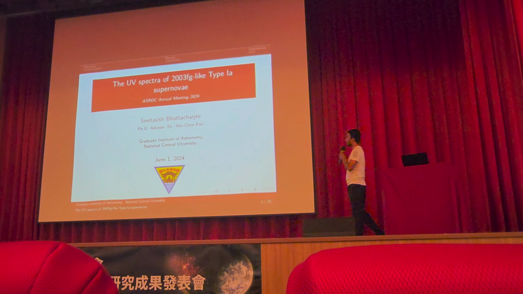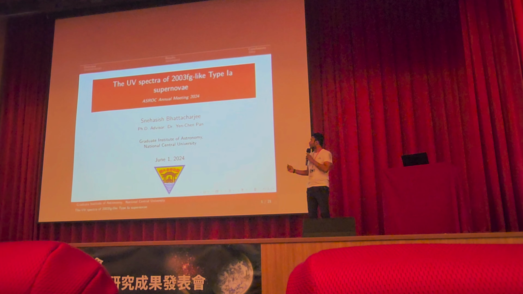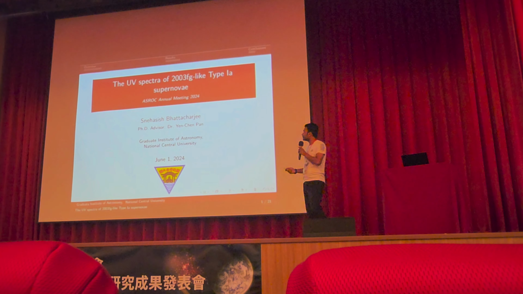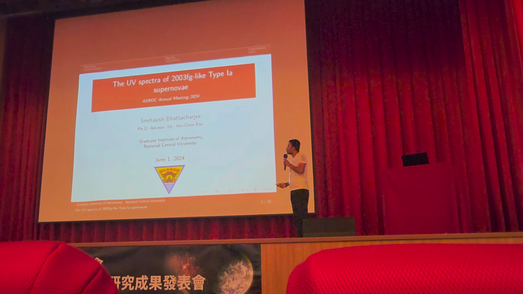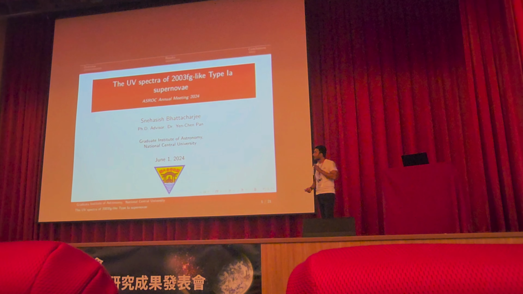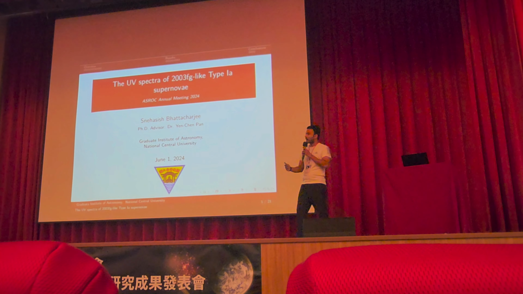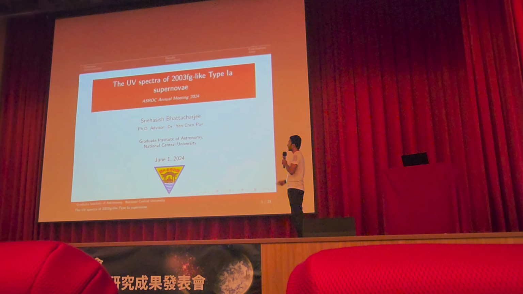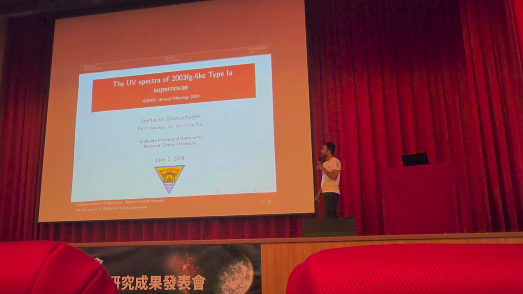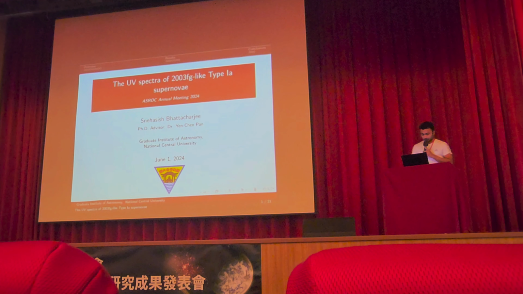So I'm talking about UV spectra of 03fg-like Type Ia supernova. 03fg-like, or in short we call them 03fg-like, are actually Type Ia supernova, but they are peculiar. They have many unique properties, and one of them is that they are UV bright. And we know that Type Ia supernova are used in cosmology as standard candles, but we cannot use these supernova in cosmology because of their peculiarities. So I will show you some of the reasons why we think they are peculiar.